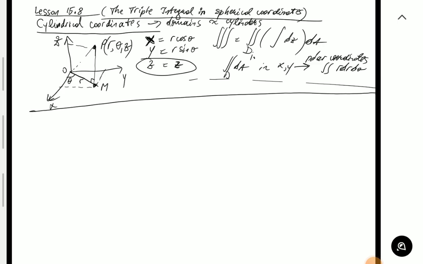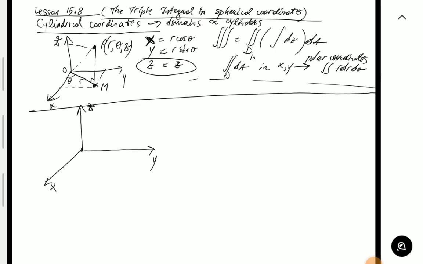So let's see how these coordinates are introduced. I mean, how are they defined, and what's the relationship with the Cartesian coordinates. So let's pay attention here, because it's important, especially when it comes to establishing the new bounds in terms of the new coordinates. It's very important to understand how these coordinates are actually defined and the relationship between them and the Cartesian coordinates.